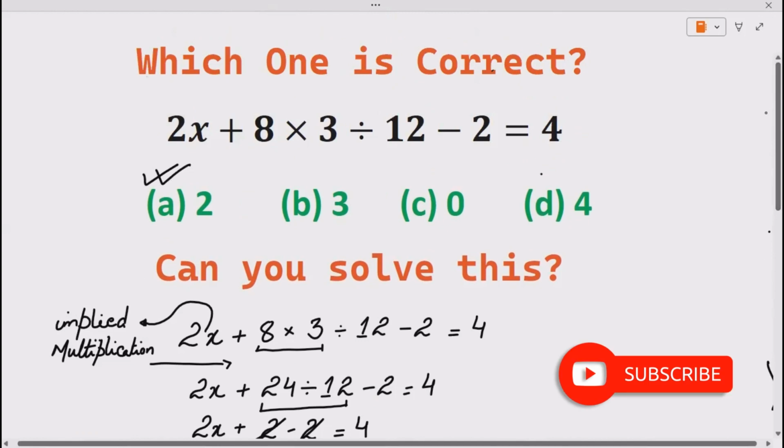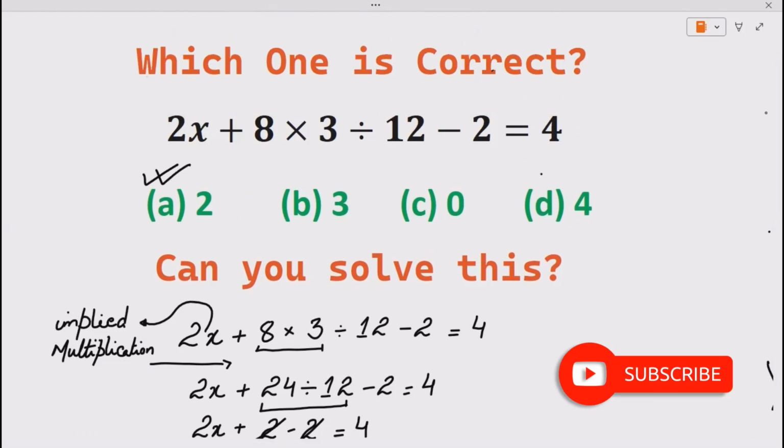I hope you enjoyed this video and learned a lot about BODMAS and PEMDAS and how to solve an equation and find the solution of an unknown variable.